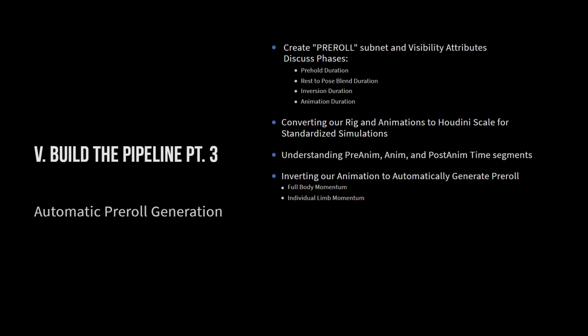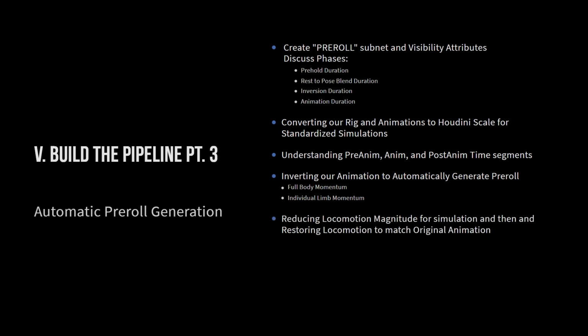And we're going to do this not only on the whole body, but on per limb animation. So again, if somebody's in the middle of throwing a punch or if somebody's running, we might need to offset their entire body. The next thing we're going to do is talk about how we can reduce our locomotion magnitude. And this is going to be for simulation purposes.